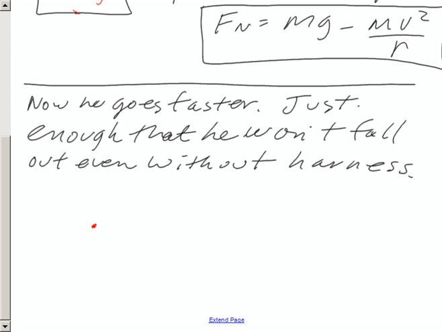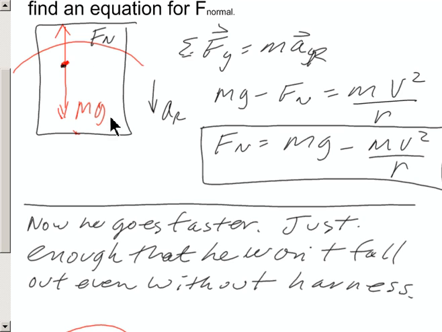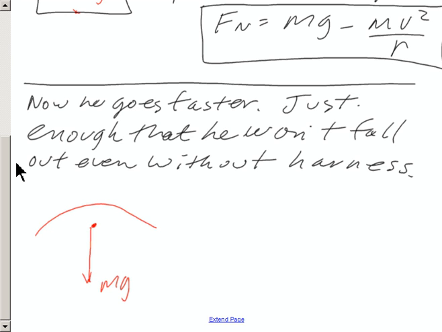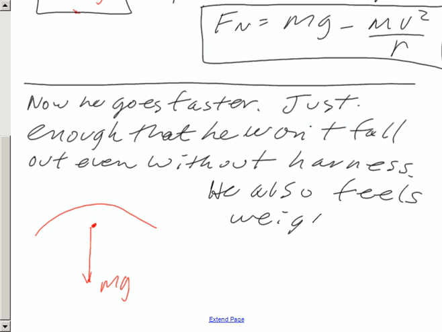So what this says is he's going to go over the underside of the roller coaster. And now he's going faster. So the radial force is going to be bigger than it was up here. Notice the radial force up here would have to be smaller than his weight. What happens in this situation, he also feels weightless. He isn't really weightless, but he feels weightless. He feels like he's in free fall. What that means is the normal force equals 0.